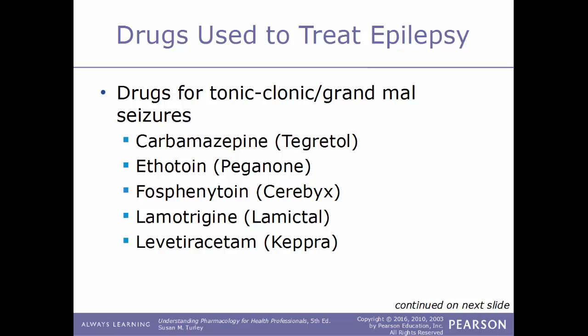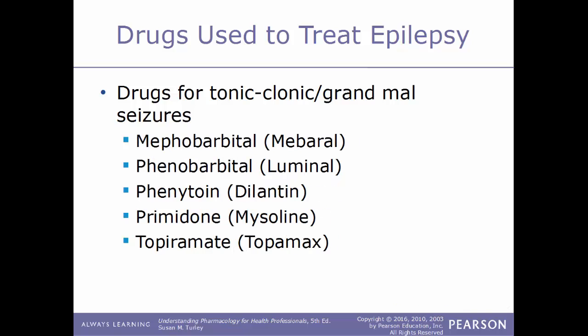So drugs that would be used to treat the most severe type of seizures like this would include carbamazepine, also known by the trade name Tegretol; ethotoin, known by the trade name Peganone; fosphenytoin, known by the name Cerebex; lamotrigine, known by the trade name Lamictal; levetiracetam, known by the trade name Keppra. Some other examples: mephobarbital, known by the name Mebarol; phenobarbital, known by the name Luminol; phenytoin, known by the trade name Dilantin; primidone, known by the name Mycilin; and topiramate, known by the trade name of Topamax.